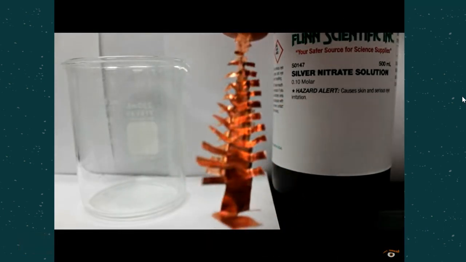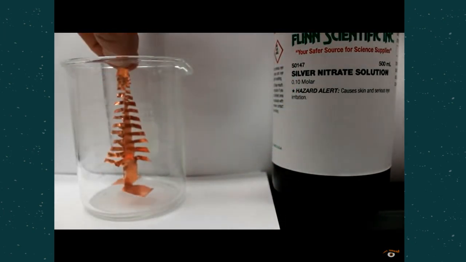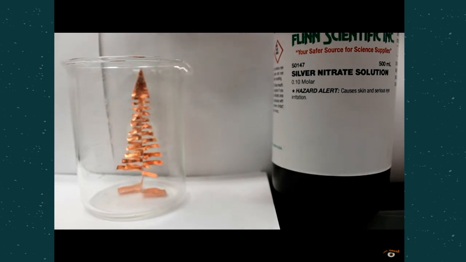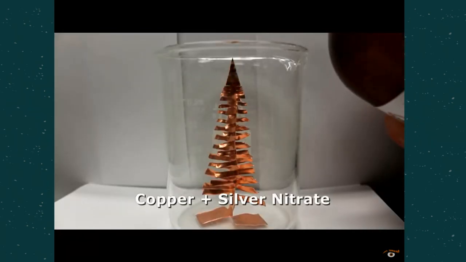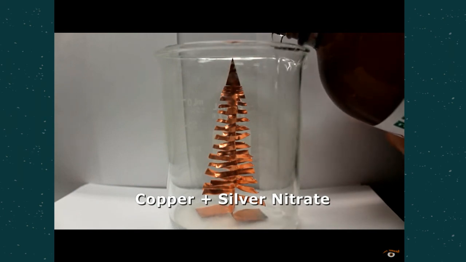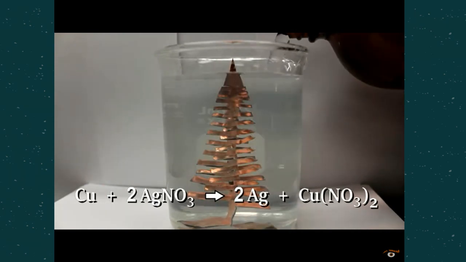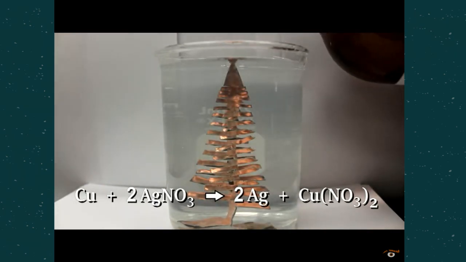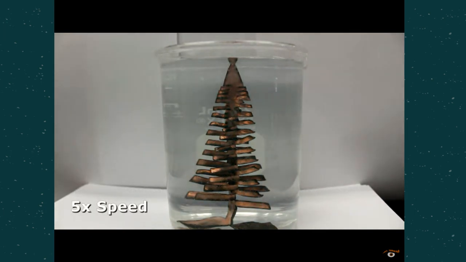So in this example, this is a copper foil, kind of similar to aluminum foil, but just made out of copper. Put it in a beaker, and we're going to add a silver nitrate solution. It is an aqueous solution, which means that the silver nitrate is dissolved in water. And this video is sped up just so that you can see the reaction faster. But you'll start to notice that some silver crystals are forming on the copper.